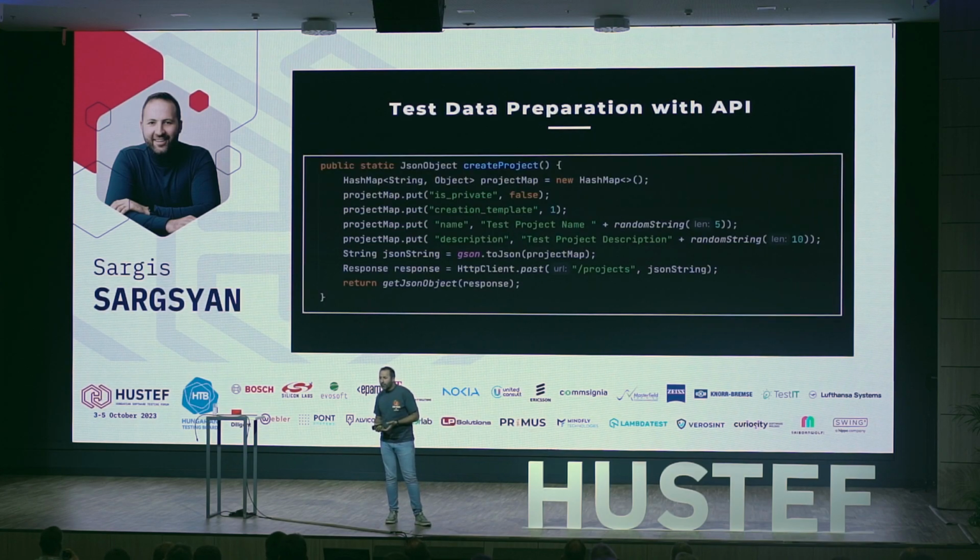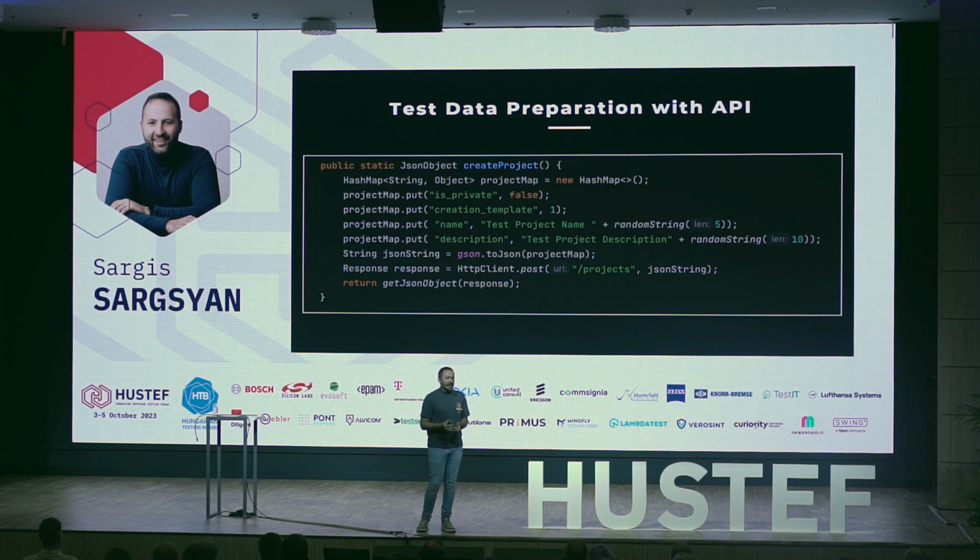How can we create the project? Of course, when you create the project from the UI, at the end of the day, it sends a post request to the backend to create the object in the database. We can manipulate it by sending the post request ourselves. Again, here are the parameters that we need to send: whether it's a private project or not, this is the template, this is the name and the description. Send the post request to the project's endpoint, and then I'm getting back the project details with the project ID and so on.